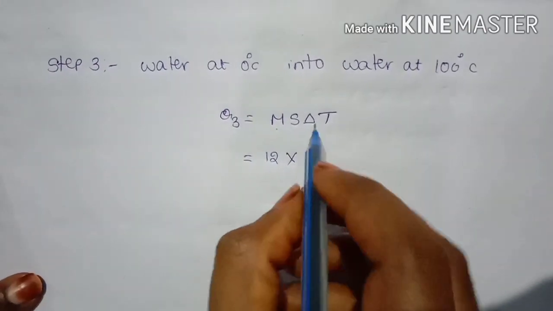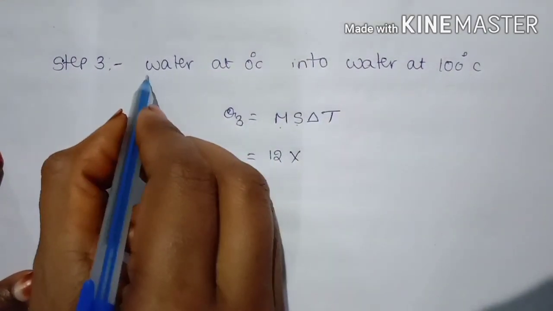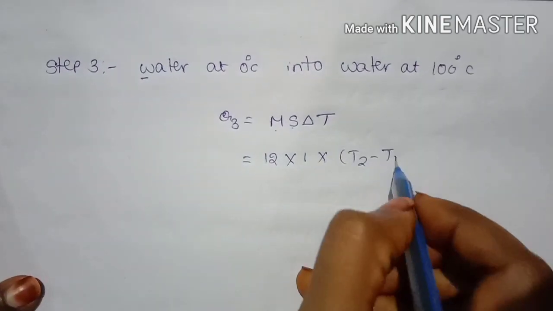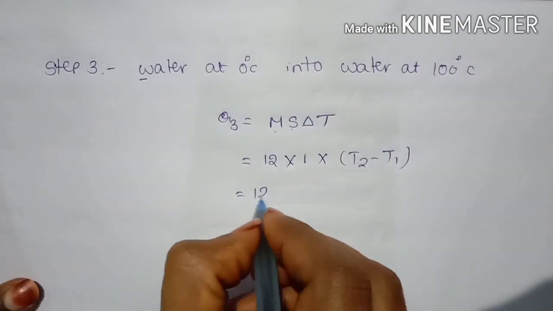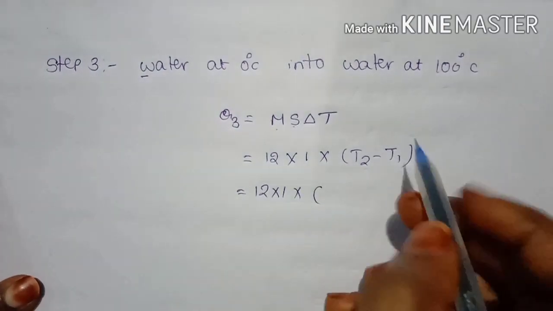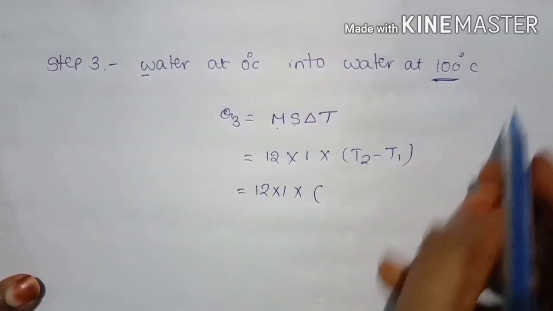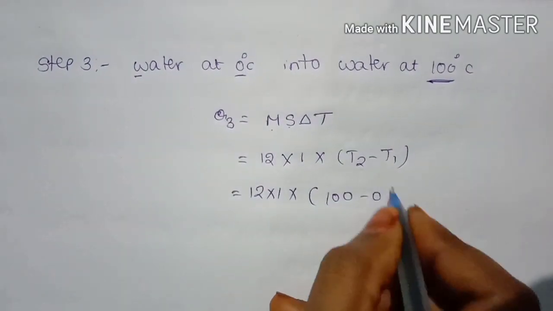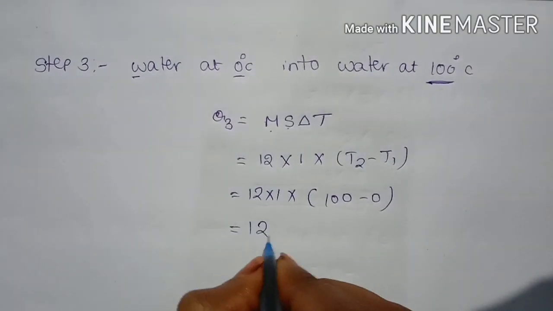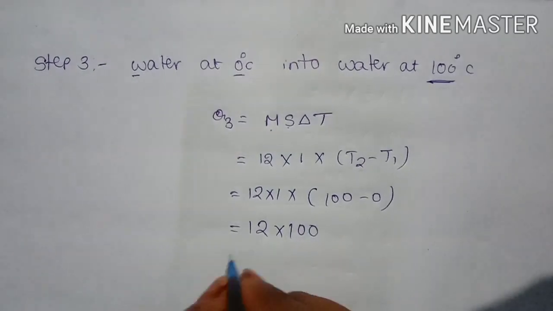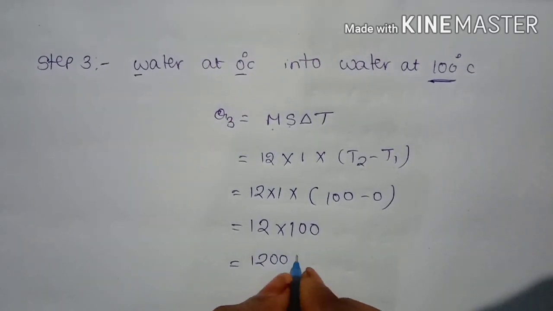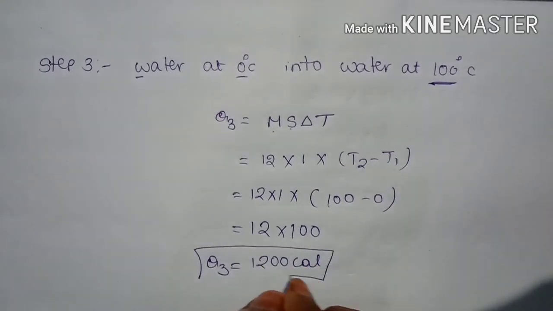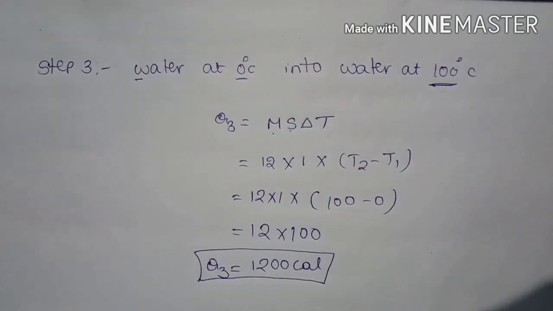Here s is the specific heat of water. What is the value? 1. And you know the formula T2 minus T1. When doing this sum, we take T2 as the greater number, the high temperature, and T1 as the low temperature: 100 minus 0. Now calculate 12 into 1 into 100, 1200 calories. This is Q3. Let us see the last and final step 4.